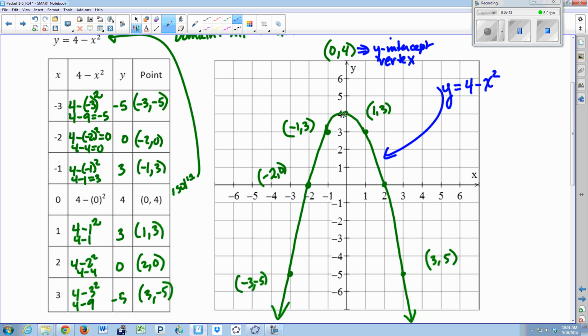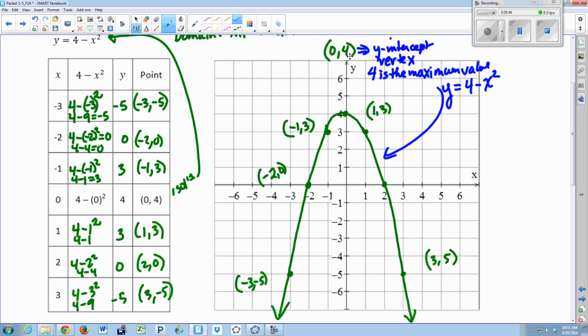And pretty soon we're going to be learning another name for this vertex. It's called the maximum value of this equation. So we say here that 4 is the maximum value. In other words, there's no other point that's ever going to be higher than 4 or have a greater value than 4. Every point, whether you go to the right of x equals 0 or to the left, will always be less than the y value at 4. So no other point will have a y value bigger than 4. So it's called the maximum, 4.